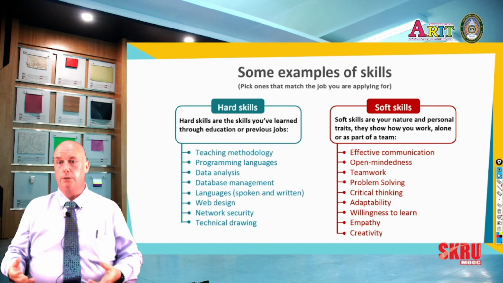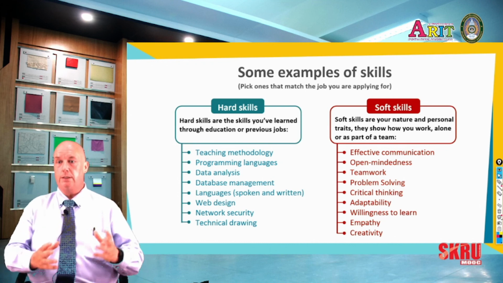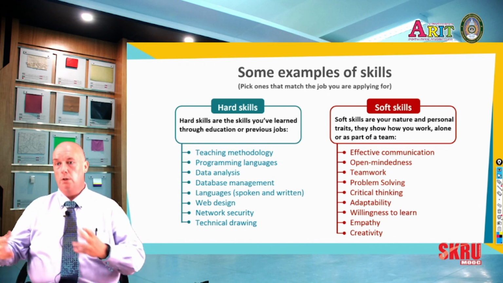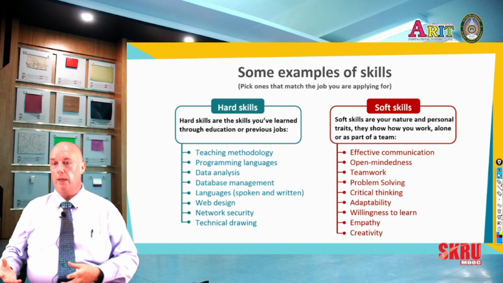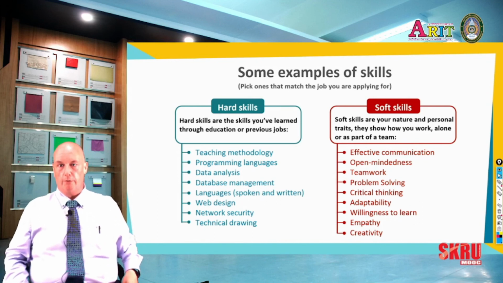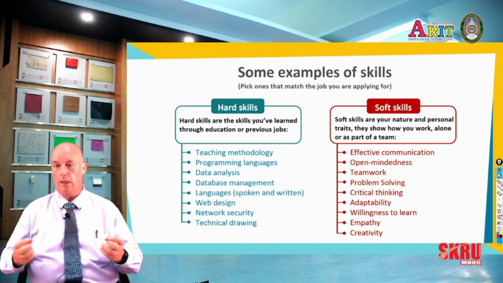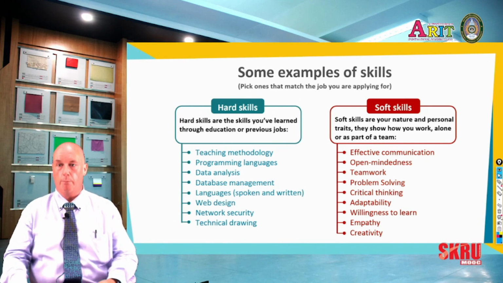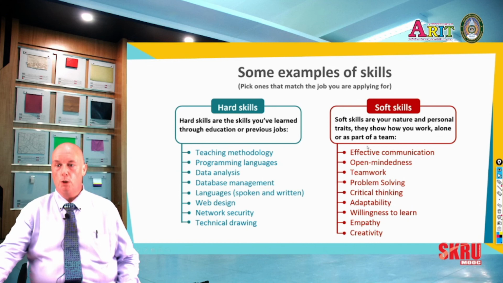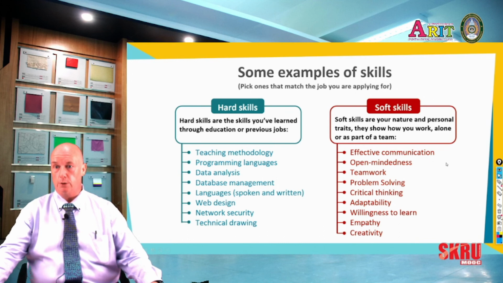And you want to show a balance of these. We have the technical knowledge, but also the nature and the personality that the company will be looking for. So it's vital to find these in the advert and choose the important ones for the employer. You don't want to list everything, it's too much, so we find the most important things for the job. And we've seen some examples of that from one of the previous videos.